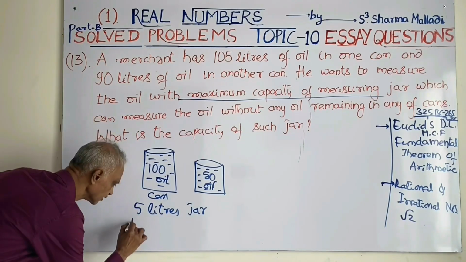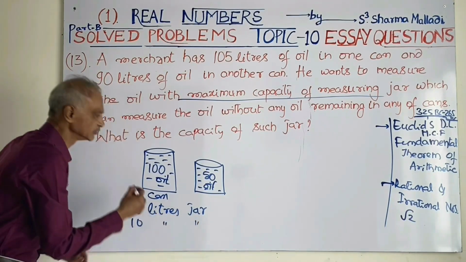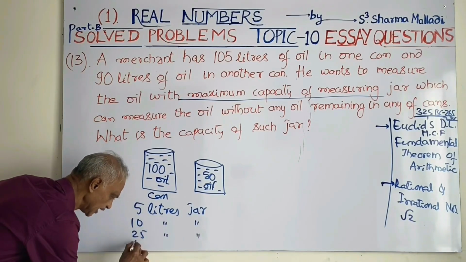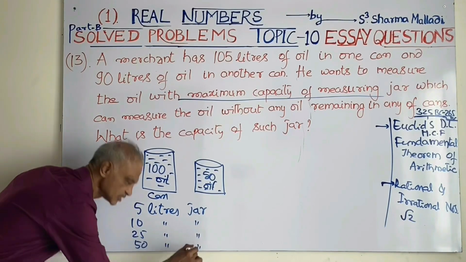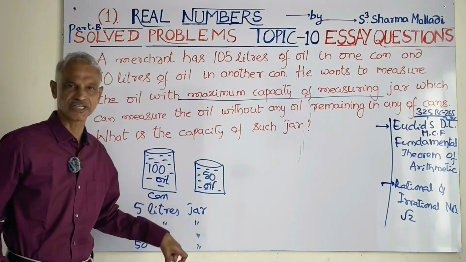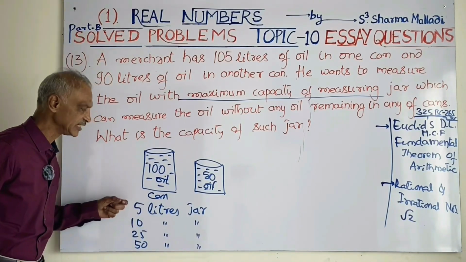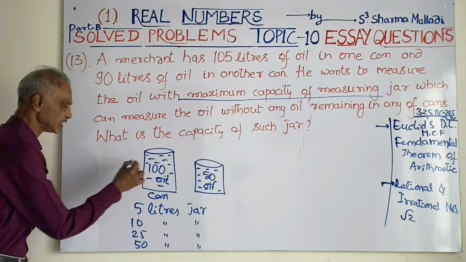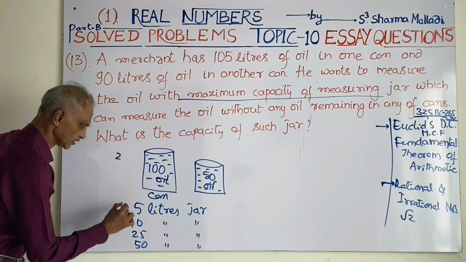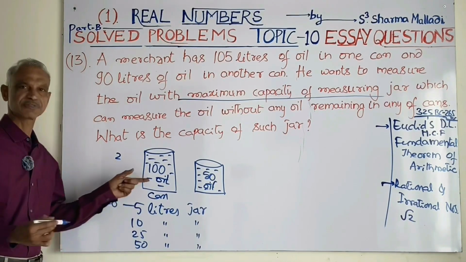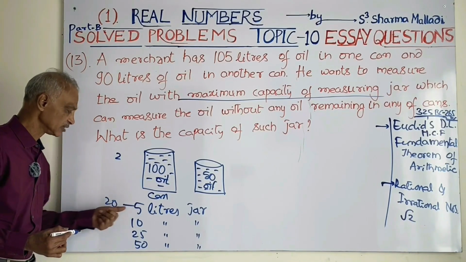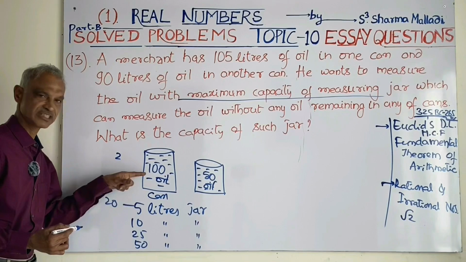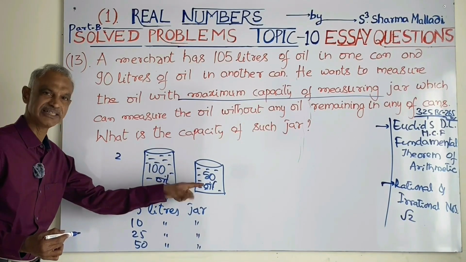One of the students answered 5 liters jar. Another student said 10 liters jar. Another student, 25 liters jar. Another student answered 50 liters jar. Which is correct? 5 liters jar is also correct. 5 liters means, 5 twenties are 100, so I will write 20 times. With the help of 5 liters jar, he can measure the oil 20 times, and the other can 10 times.